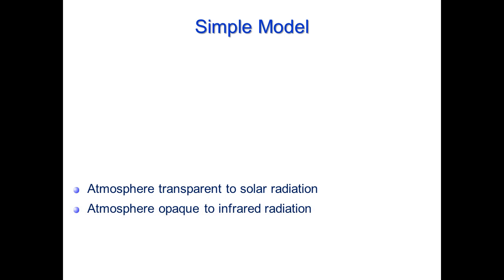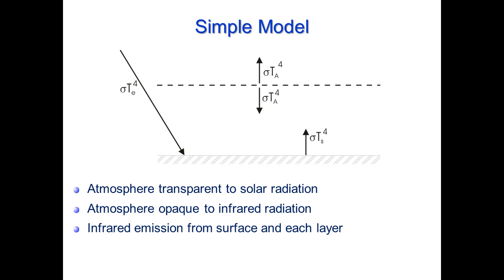Let's see if we can understand the very basic physics of the greenhouse effect by using a simple model. Our simple model begins with a simplifying premise, that is, the atmosphere is completely transparent to solar radiation. We'll also make another simplifying premise that the atmosphere is completely opaque to terrestrial or infrared radiation. And we'll consider that the atmosphere is a single slab of gas emitting at a single temperature. So in this simple model, infrared emission is from the surface of the planet and the atmosphere.